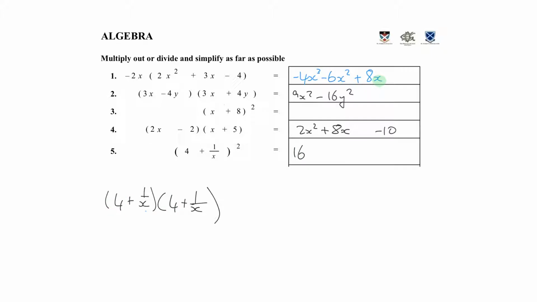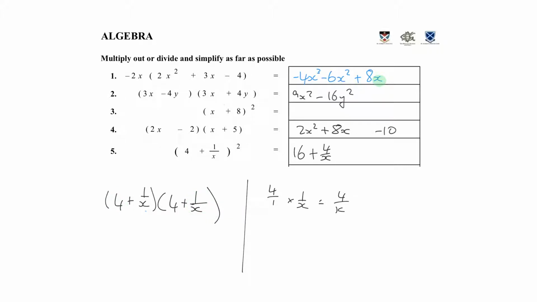4 times 1 over x. Let's just do a little bit of working out on the side here. We've got 4 times 1 over x. Well, 4 is the same as 4 over 1. So if we write that as 4 over 1, now we've got a fraction times a fraction. And that's easy because we multiply numerator times numerator. 4 times 1 is 4. And 1 times x is x. So we've got plus 4 over x.